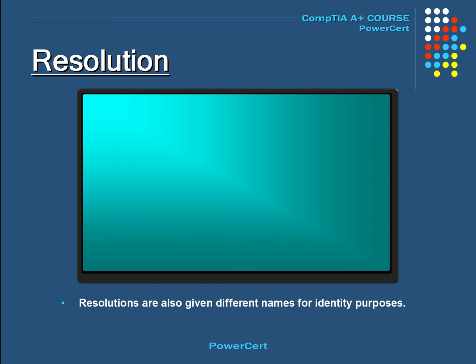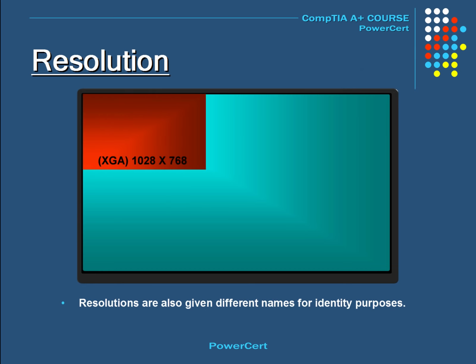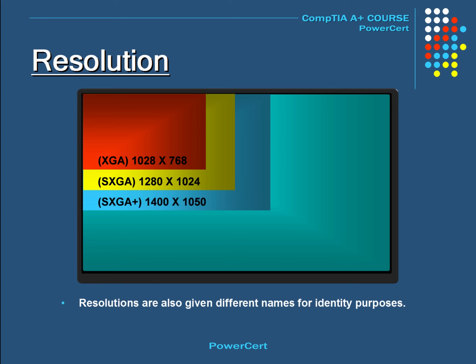Resolutions are also given different names for identity purposes. For example, XGA stands for Extended Graphics Array. This has a resolution of 1024 by 768. SXGA stands for Super Extended Graphics Array. This has a resolution of 1280 by 1024. SXGA Plus stands for Super Extended Graphics Array Plus. This has a resolution of 1400 by 1050.